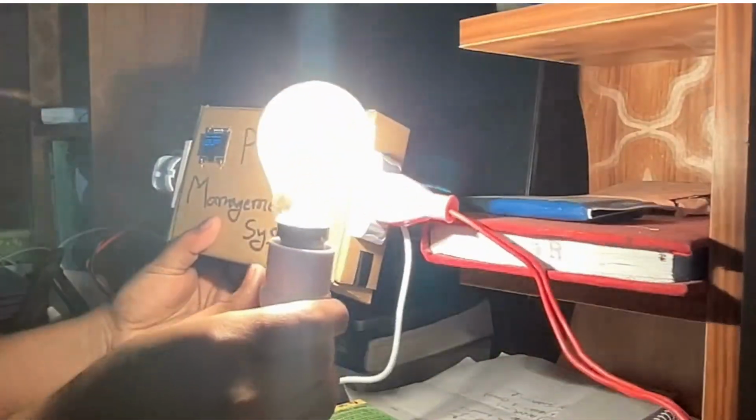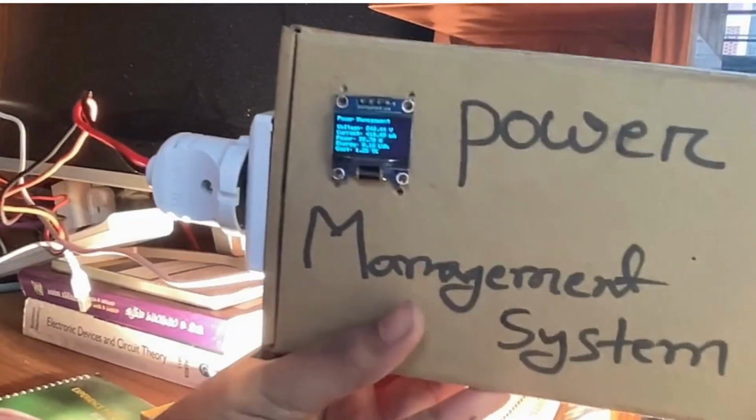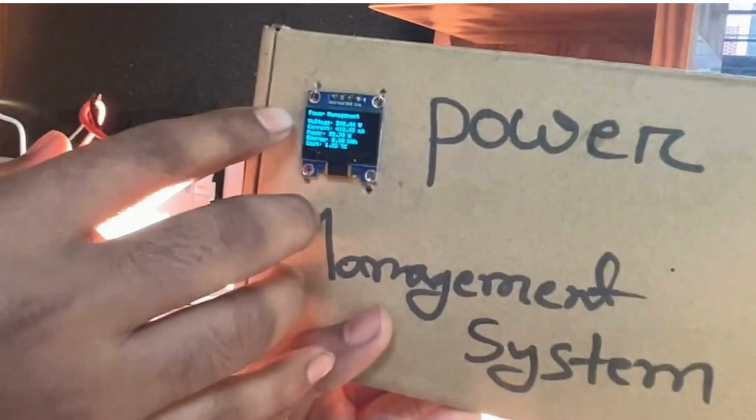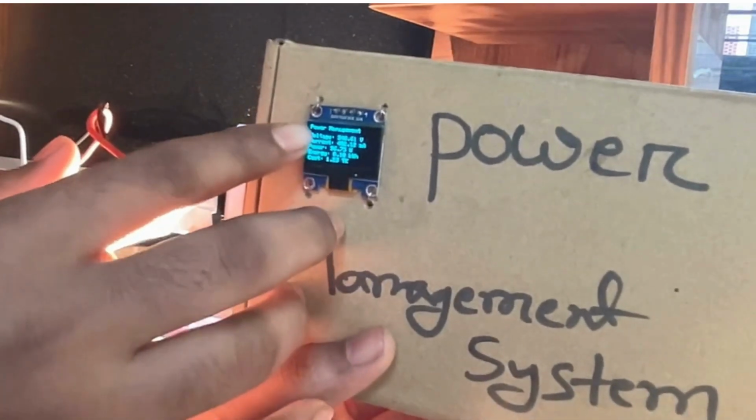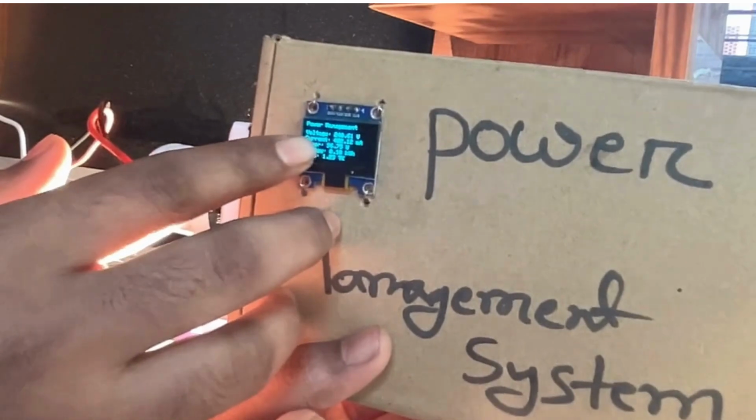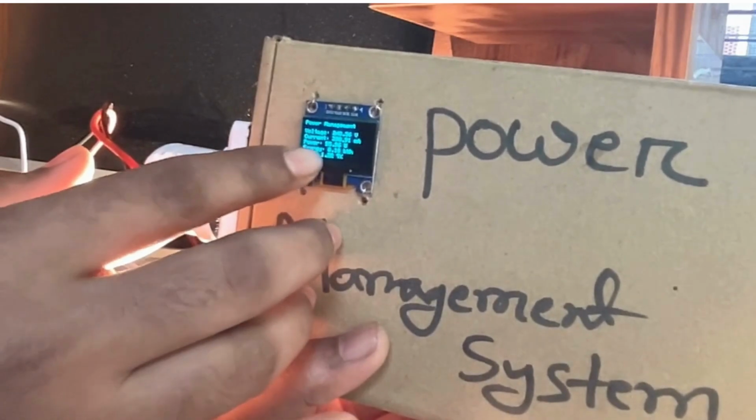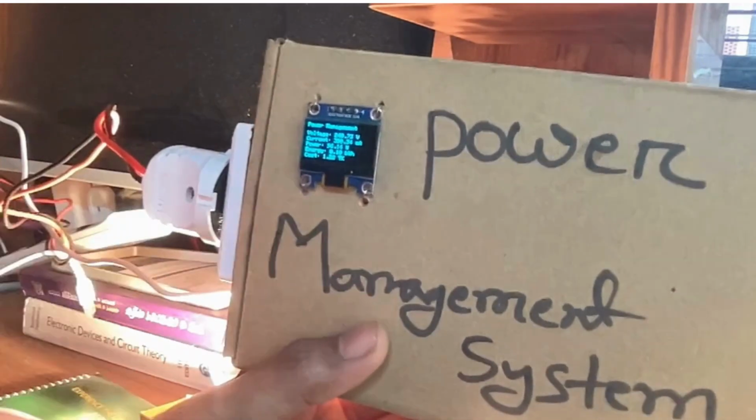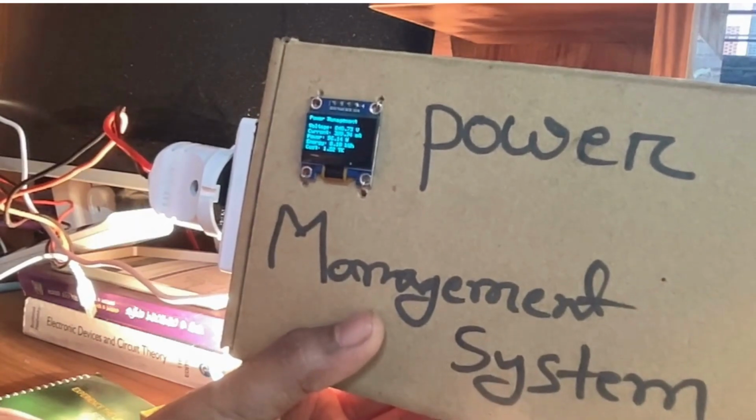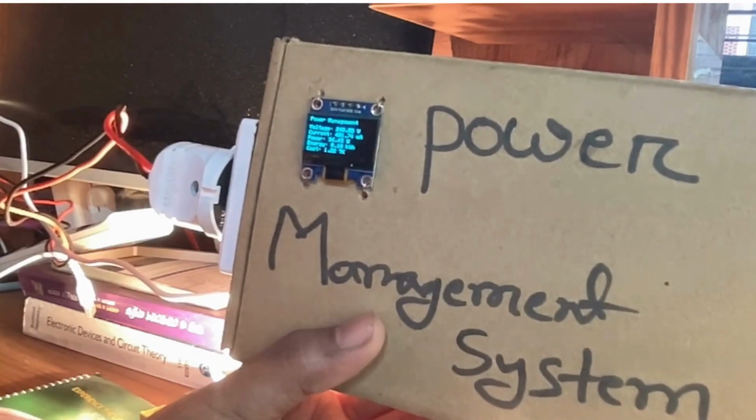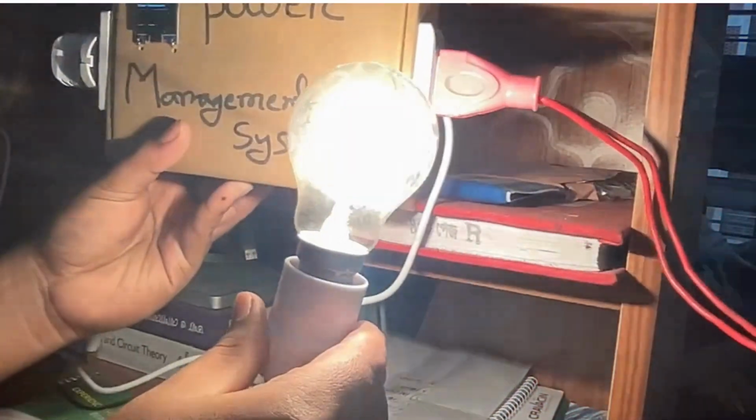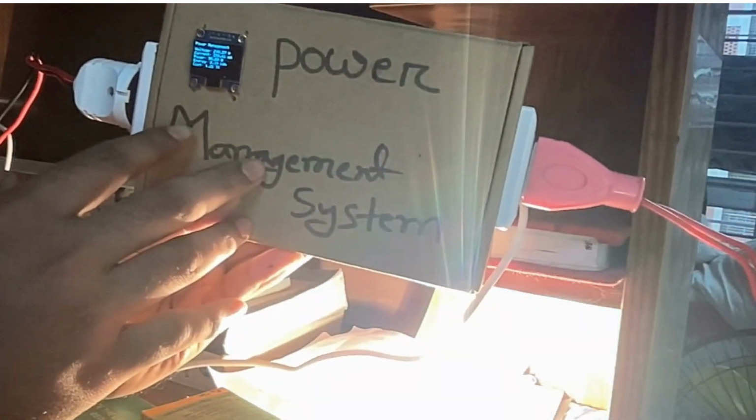Look at this. Now look at this display. If it's visible to you, the heading is power management, voltage 240, current passing through this device 402 milliampere, power 95 point something watt, energy or units 0.1 kilowatt-hour, and cost. If this 100-watt bulb runs for an hour, it will cost 1.2 taka.